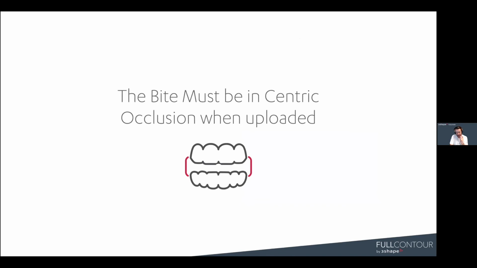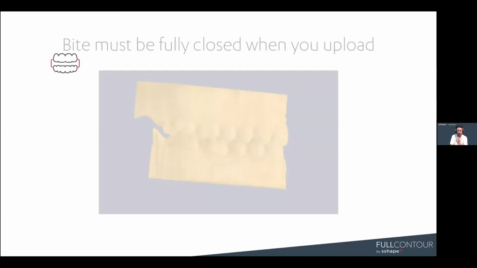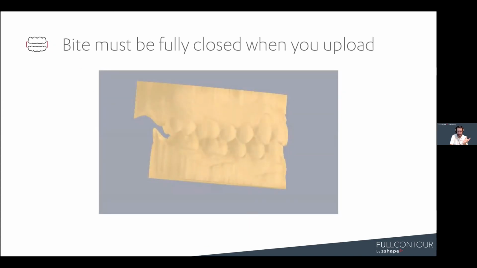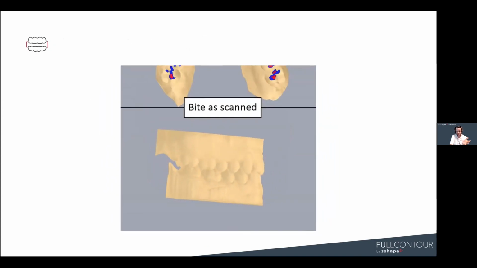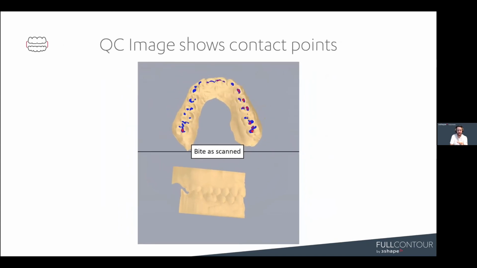An important point that we're going to hone in on is the bite must be in centric occlusion when you upload it. And we're going to show what that means, right? You've got a bite, it's in centric occlusion. When you upload that case, we actually show you here's your bite as you scanned it, and we'll even show you the occlusal contact points of your bite as it's interdigitated. So this gives you a visual confirmation that your bite is in occlusion.